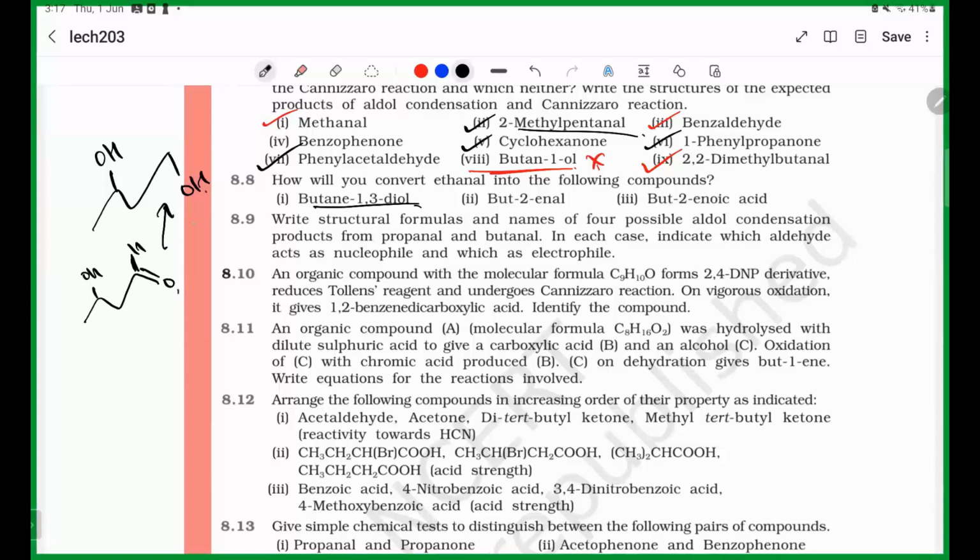Then you need to do a reduction, because you need to add a hydrogen here. This is a double bond now, and you want to make it a single bond, so you need to reduce. Now you think about all the possible reducing agents which can do this, and you find that NaBH4 reduces the carbonyl. Next, butenol.